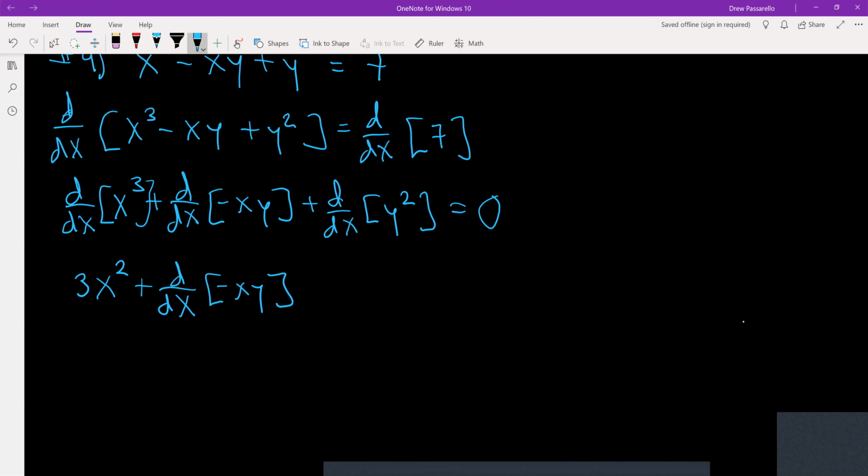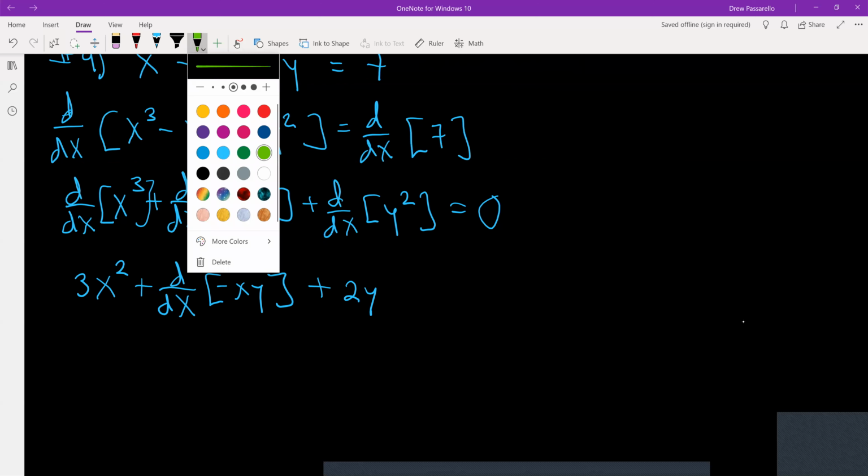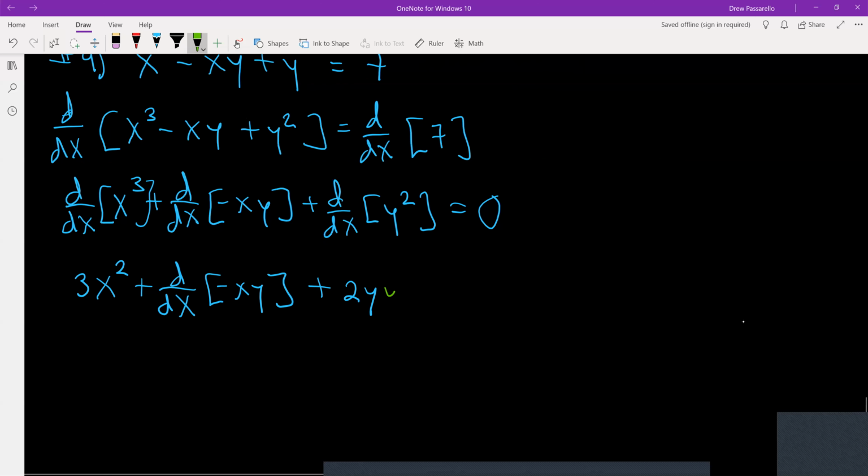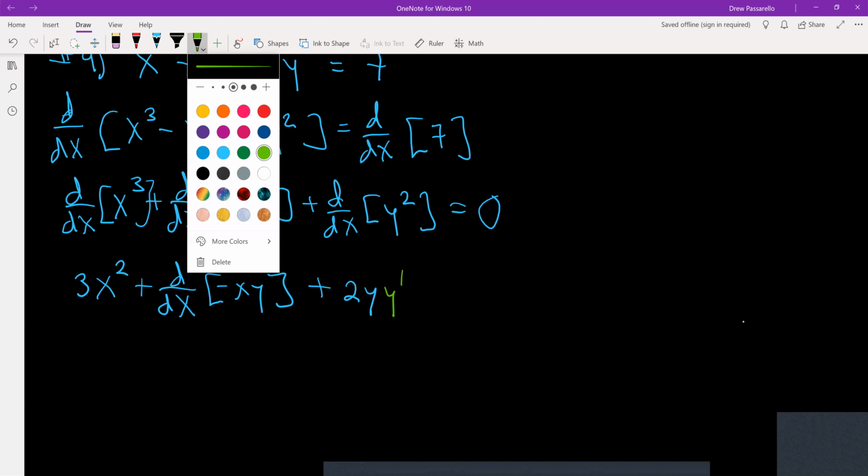Now the derivative of y squared, you apply the power rule. So you drop down the exponent 2. So it'll be 2 times y to the 2 minus 1, which is just 2y. Since it has the variable y, I'm going to attach a y prime. And then that equals 0.